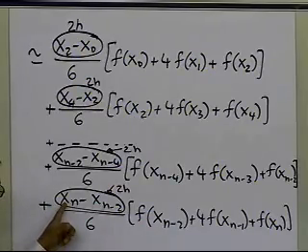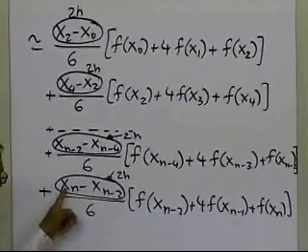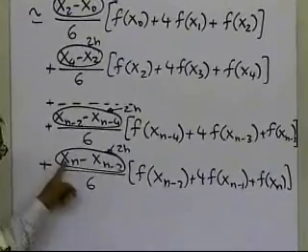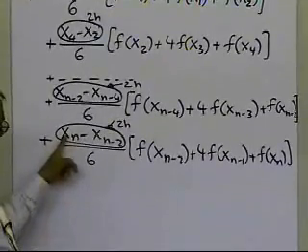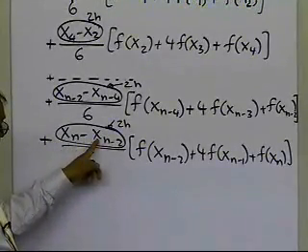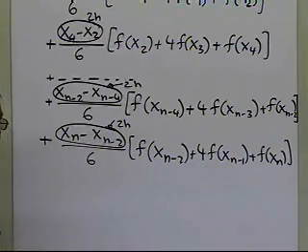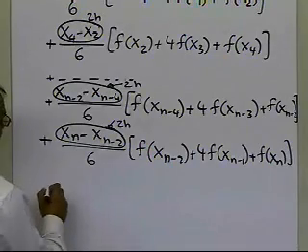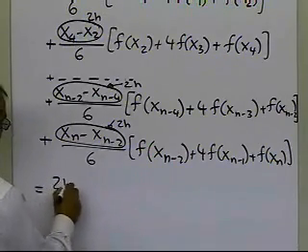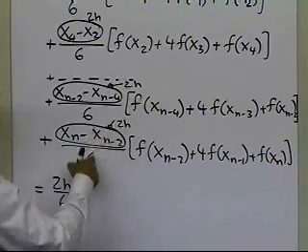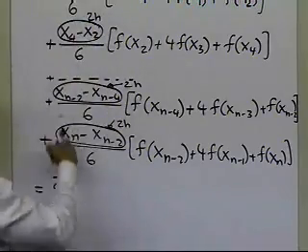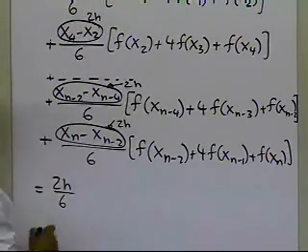So since this is the last, let's suppose this is the last number here, and this is the second last node here. So that's why the difference between them is 2h. So if we do that, we're going to get 2h divided by 6, because 2h divided by 6 will be a common factor amongst all of these terms which we have written there.